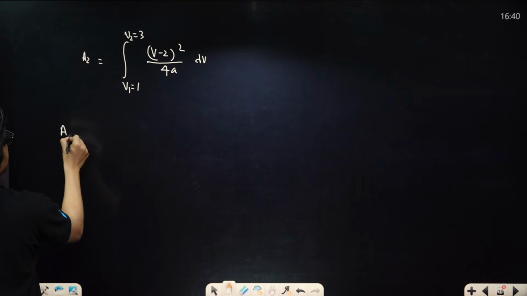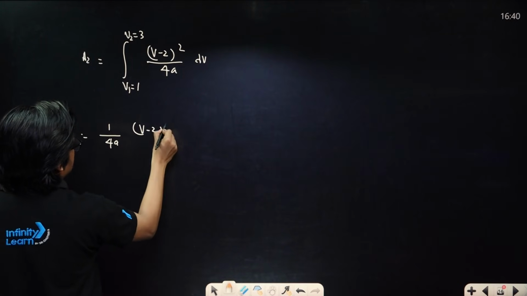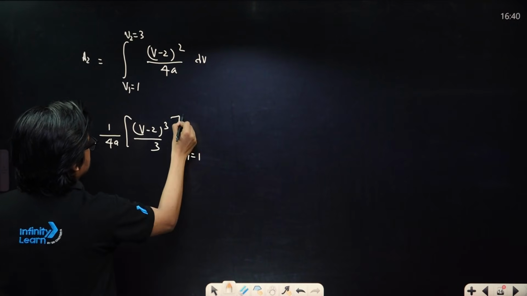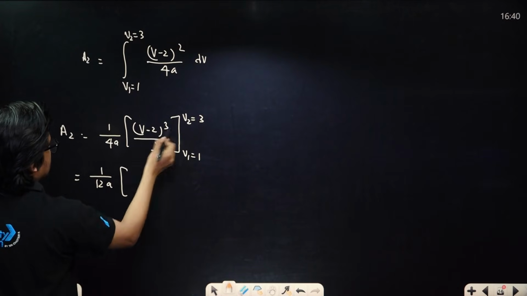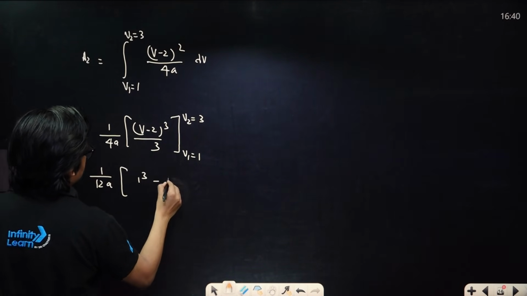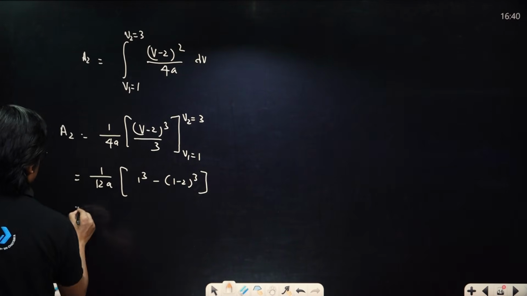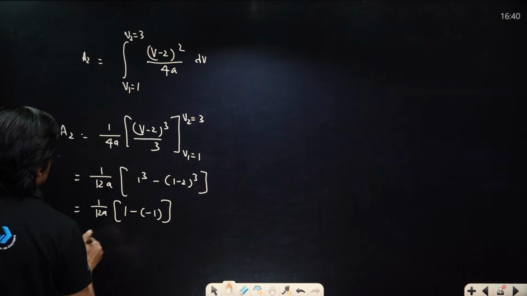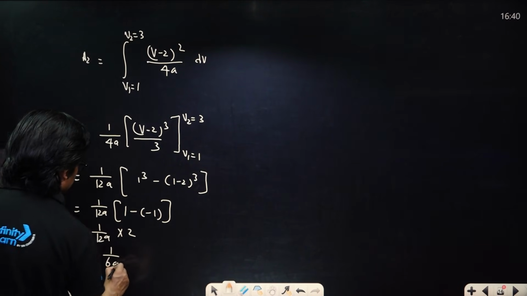Now you can write this A2 is equal to 1 by 4a into (V minus 2) whole cube divided by 3, where V is changing from 1 to 3. Now you can have 1 divided by 12a, (V minus 2) whole cube. So (3 minus 2) whole cube, that is 1 cube, minus (1 minus 2) whole cube, which is going to give me minus 1. So you can have 1 by 12a, 1 minus minus 1, that is 1 by 12a into 2. So this is 1 by 6a.